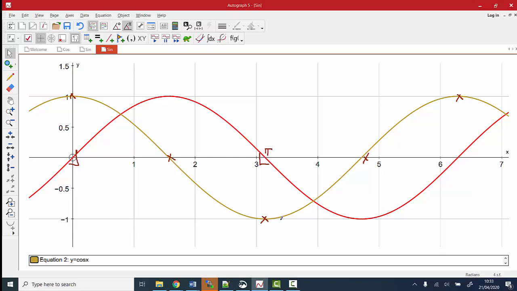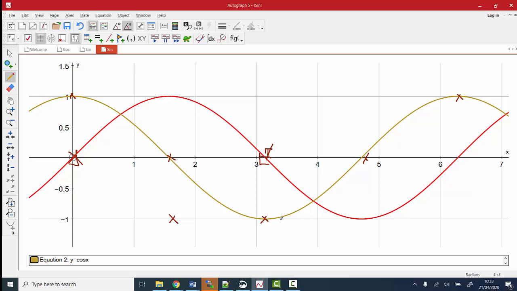So this time, what if we differentiate cos x? Well, the gradient here is 0, so I'm going to mark that on as 0. At this point, the gradient is minus 1. At this point, the gradient is back to 0 again.